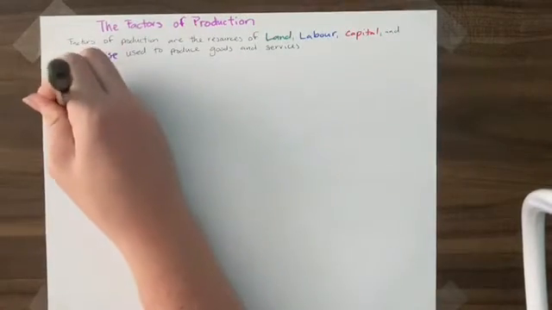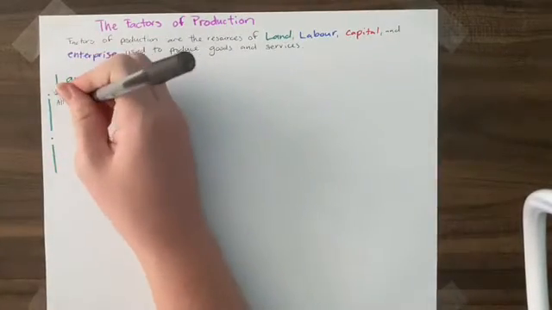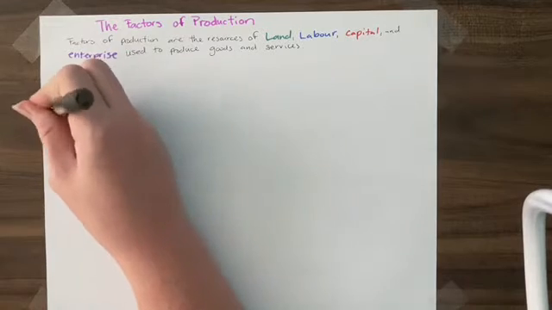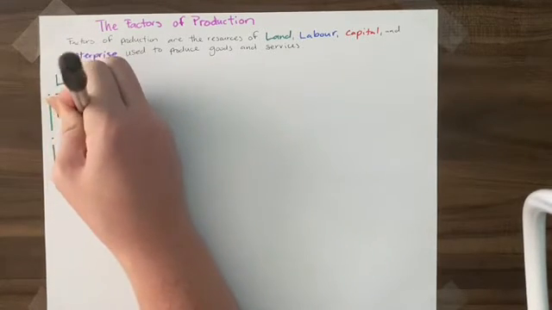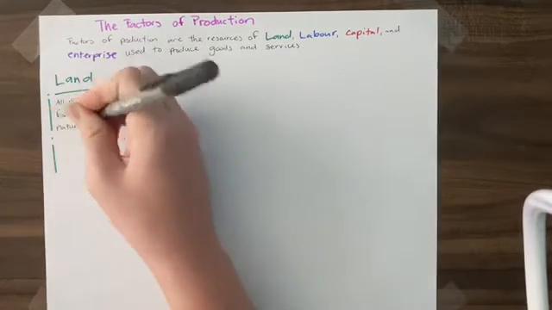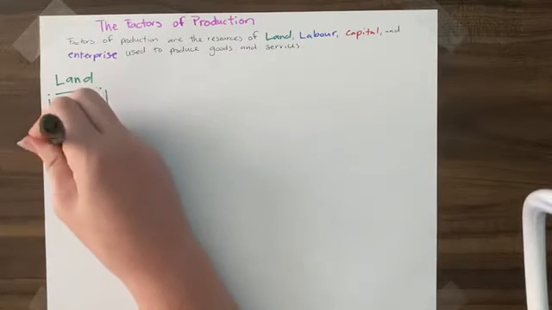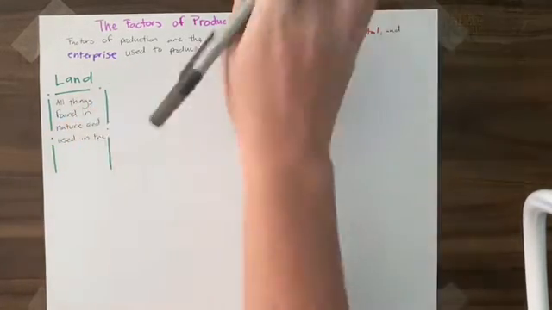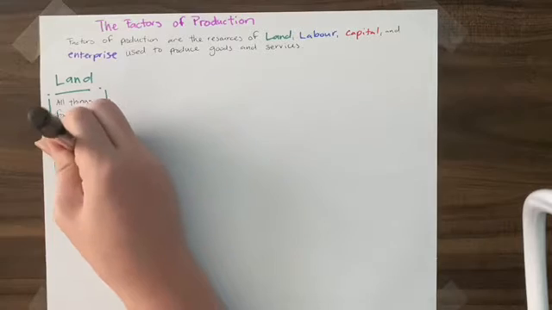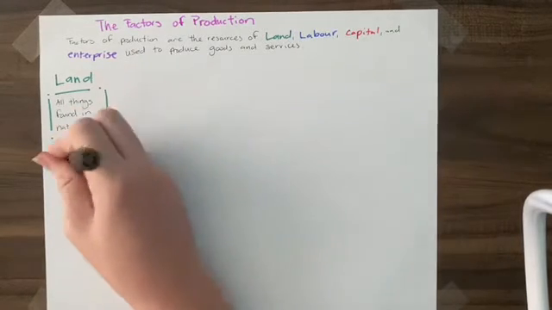So let's get started with our first level of production. The first one is land. Now I'm going to read these to you because I know that you can't see around my hand, and you'll be able to see them in a minute. I'm also going to post a picture of this so that you can see it.